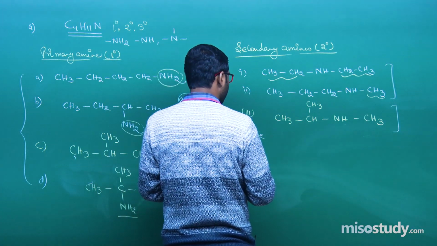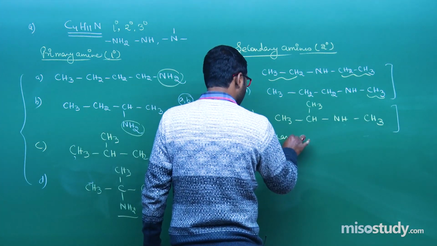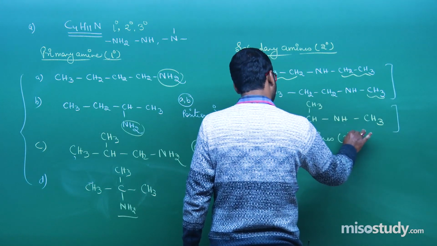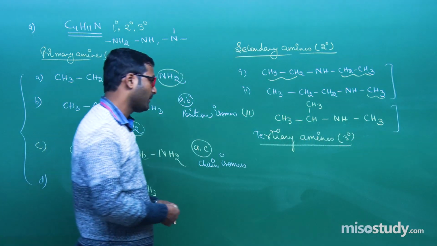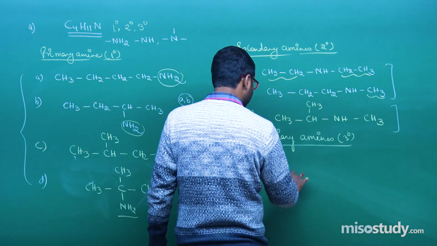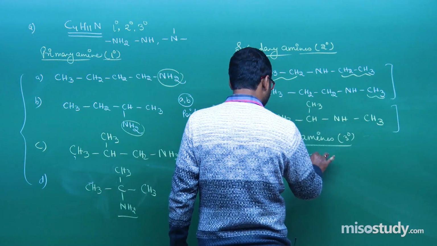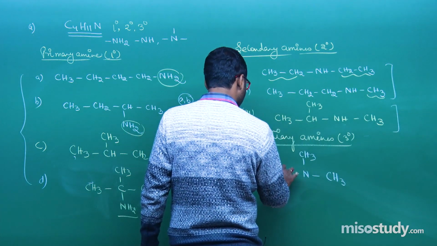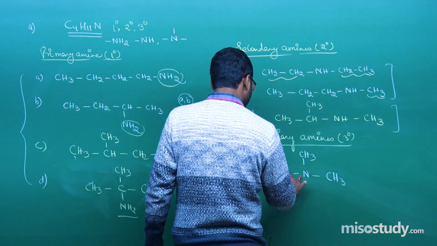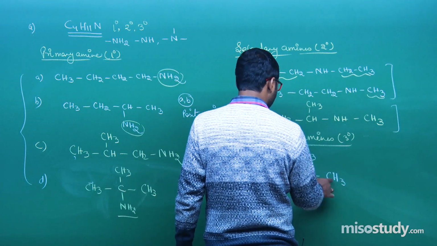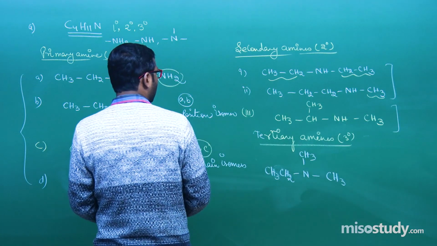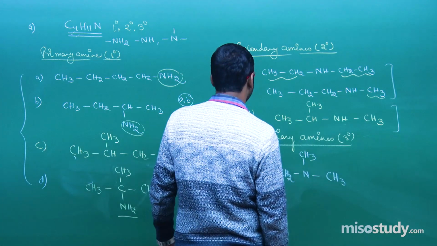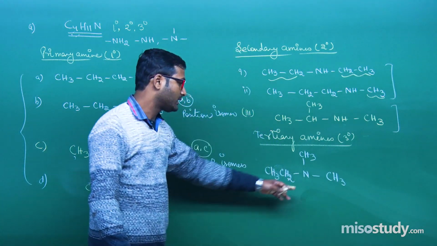Now the third one is tertiary amines. Okay, this is the 3 degree amine. How to write the name of the tertiary amine? That is CH3, then N, then CH3, then CH3. You can write like this: CH3, CH2, and CH3. These are the total isomers having formula C4H11N. Clear to you?